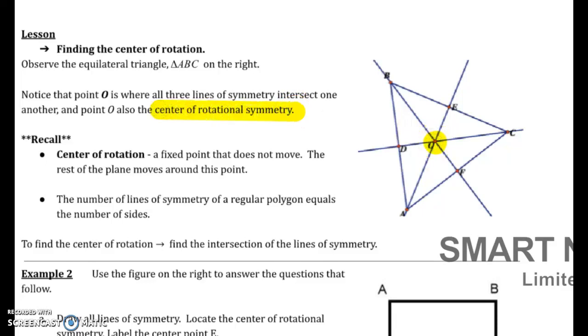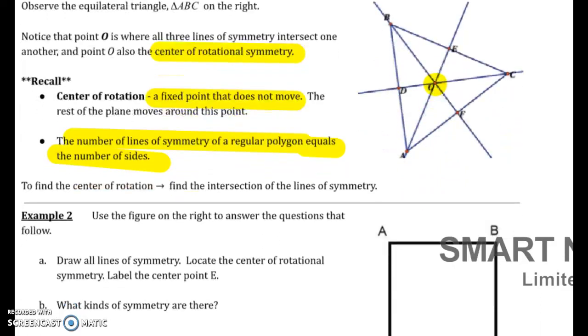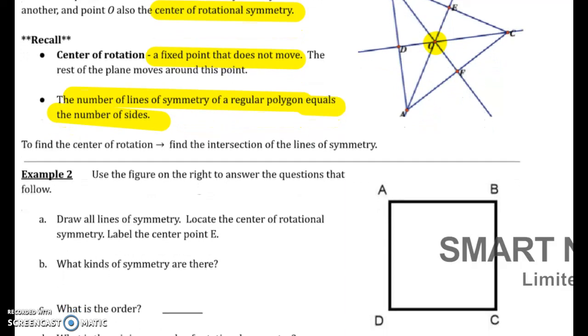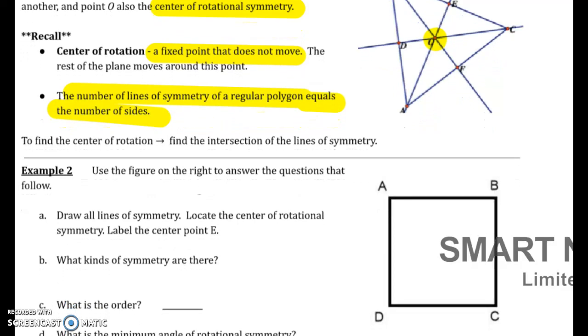So where all those perpendicular bisectors or lines of symmetry intersect, that is our center of rotational symmetry. So those three lines intersect at O. So O is the fixed point. Remember, a fixed point does not move, about which that equilateral triangle would be rotated onto itself. And recall that the number of lines of symmetry of a regular polygon equals the number of sides that it has. So since this is a three-sided equilateral figure, it will have three lines of symmetry. So to find the center of rotation, all we need to do is find the intersection of the lines of symmetry.